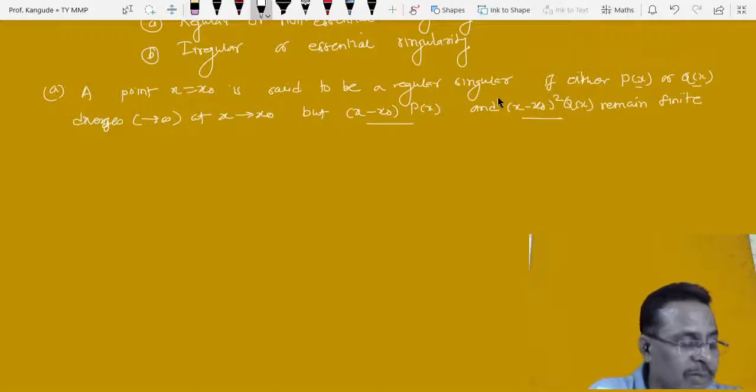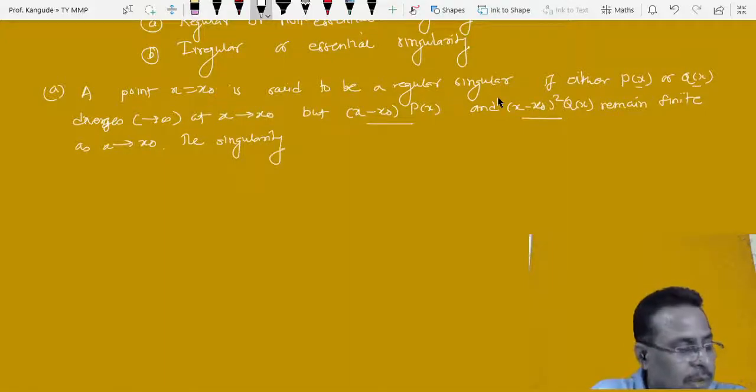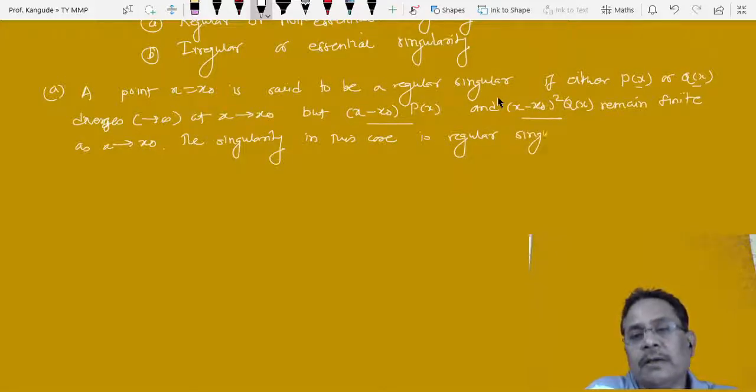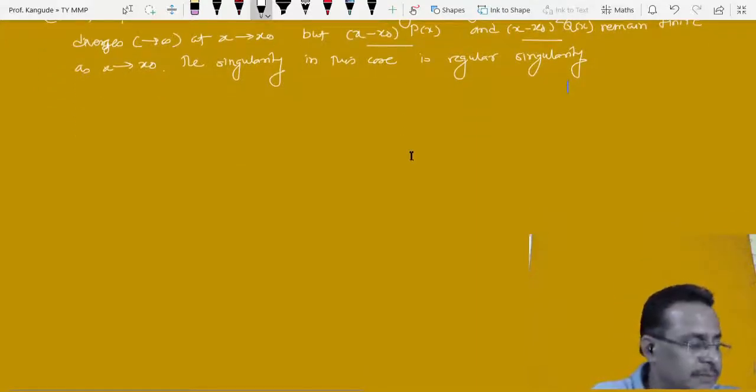Both remain finite as x tends to x0, so the singularity in this case is a regular singularity. This is called a regular singularity or non-essential singularity.